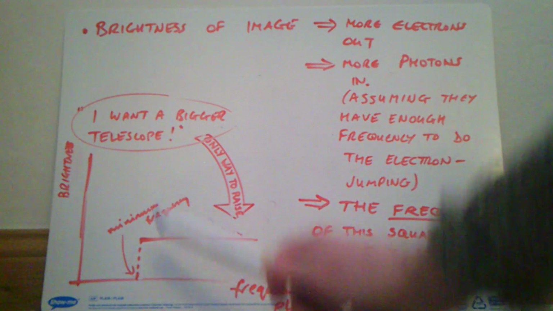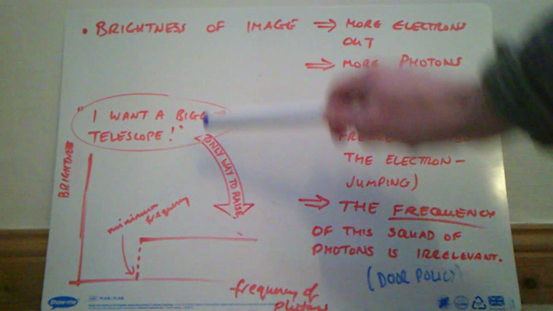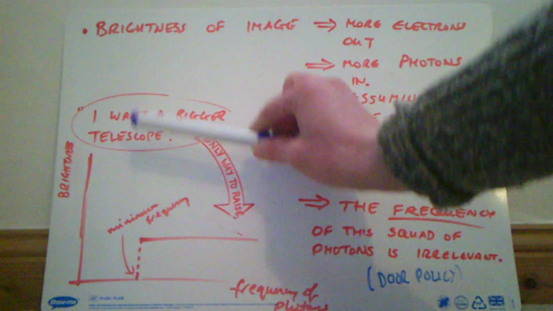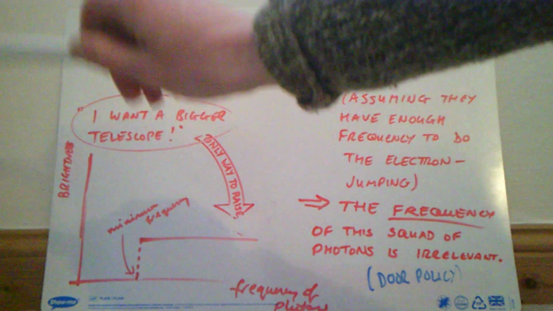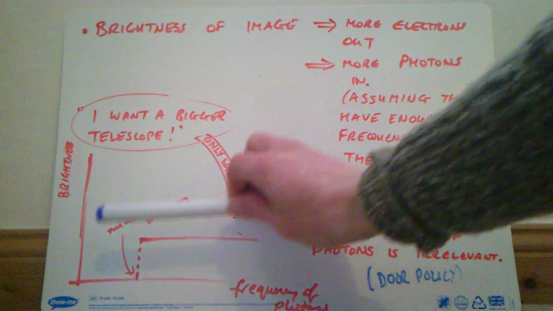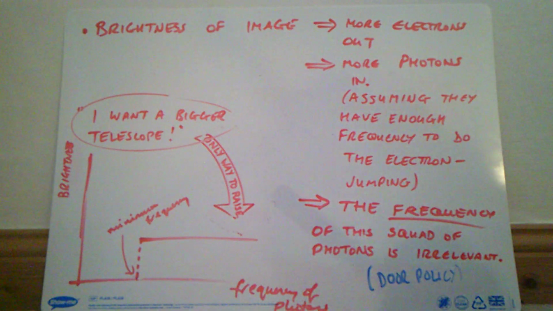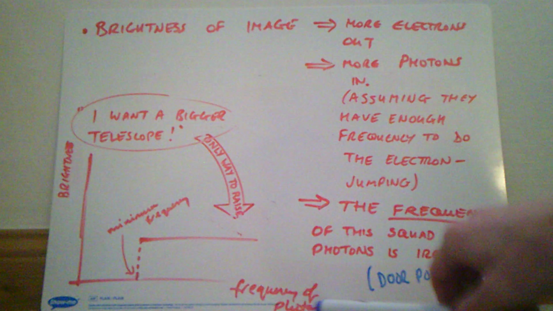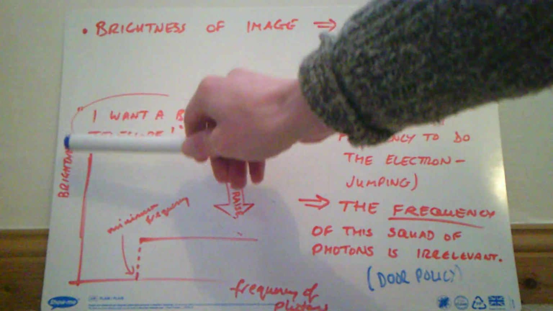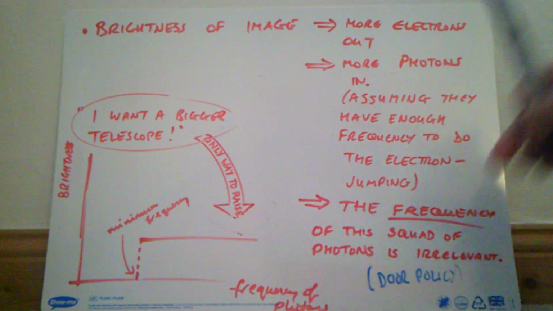So yes, this is the I want a bigger telescope graph. It's the only way to raise this, because the way of understanding this graph is understanding that this axis is number. And the only way to raise the number of electrons being jumped out is to raise the number of photons coming in. This axis is irrelevant. This is the axis which matters. It's about the number of electrons jumped out. This axis is irrelevant.